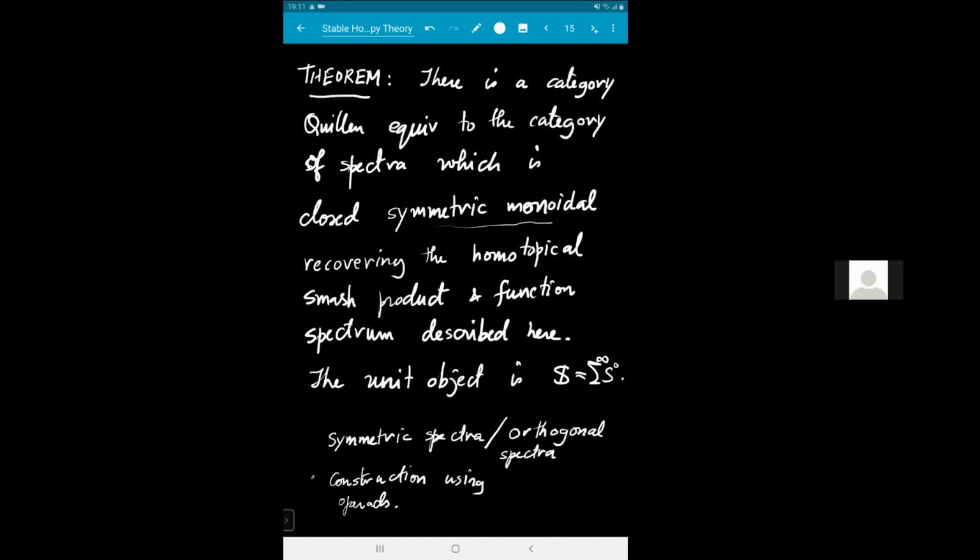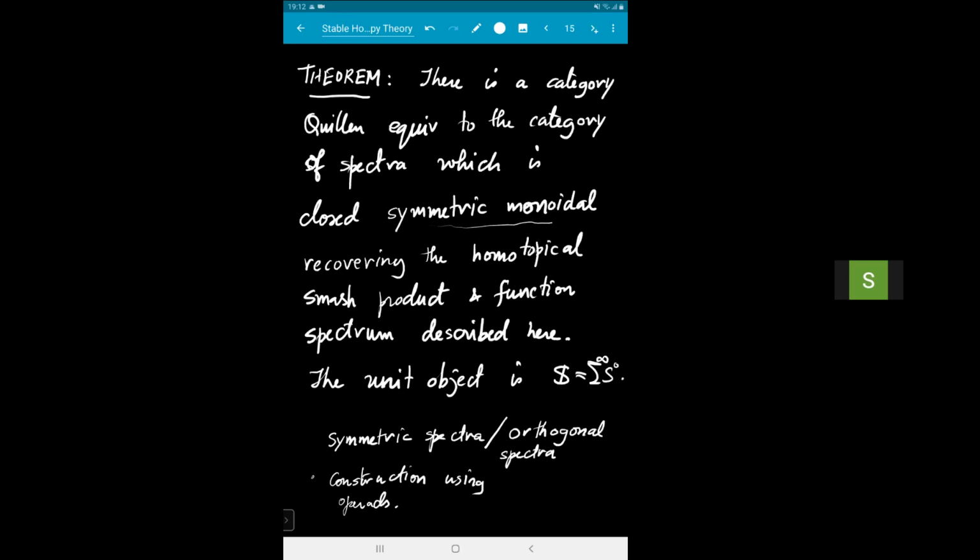But just as a question, how does it connect to the original one? Because the original spectra doesn't have any symmetric group action. No. So the way to view it is that whatever I have described is what happens in the homotopy category. I shouldn't really say this is Quillen equivalent to the category of spectra, because I have mentioned model categories, but I haven't really said anything about the model category structure. So what I have described is basically what should happen in the homotopy category, and then there is a theorem which says that this construction recovers the homotopy category.